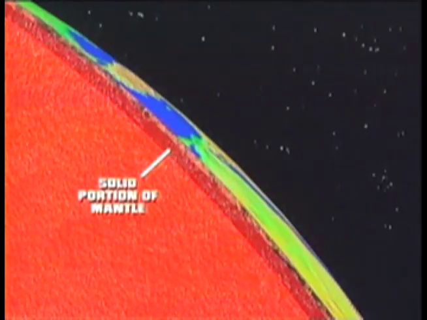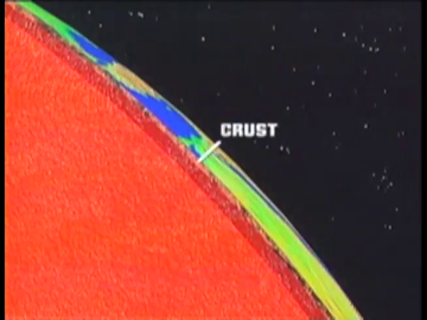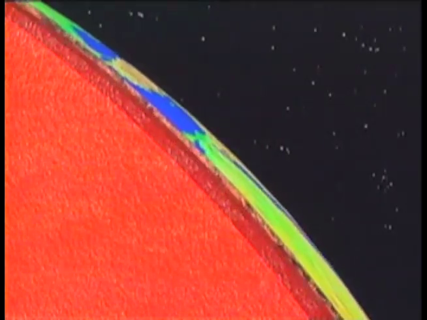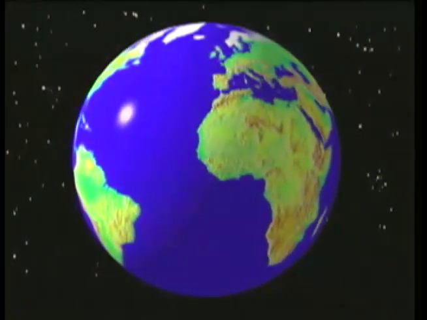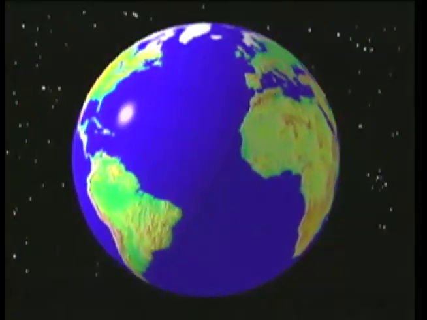This is the solid outer portion of the mantle. Above this, the outermost layer of the Earth, the crust. Together, the crust and the solid outer portion of the mantle form the Earth's outer shell. They are referred to as the lithosphere. It's not always easy to see the Earth's crust. It is covered by vegetation and oceans.